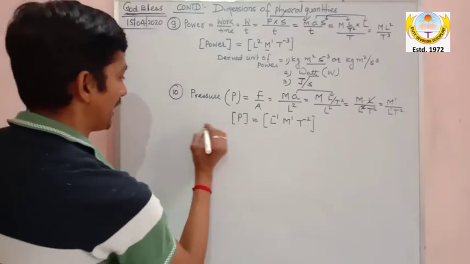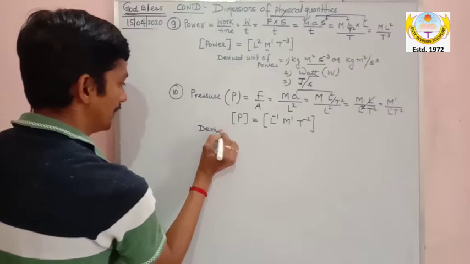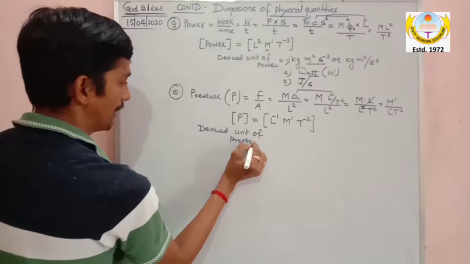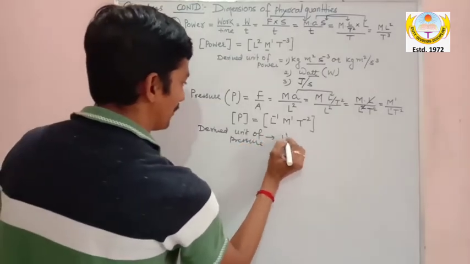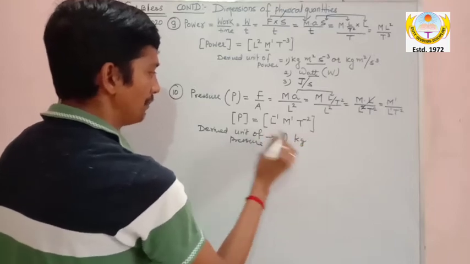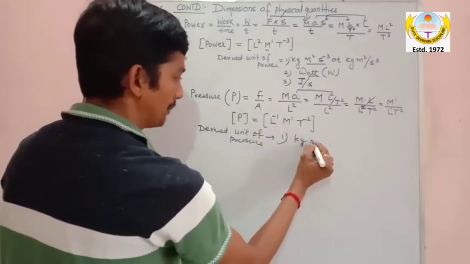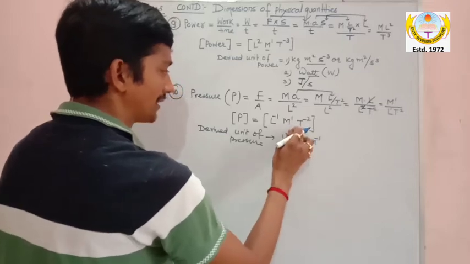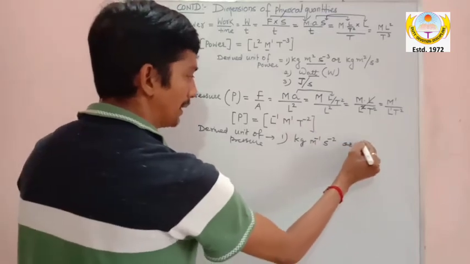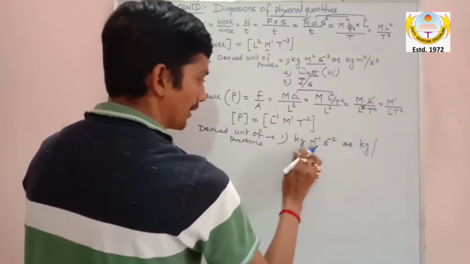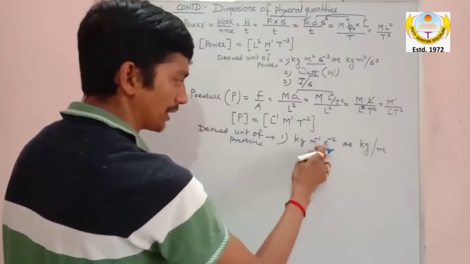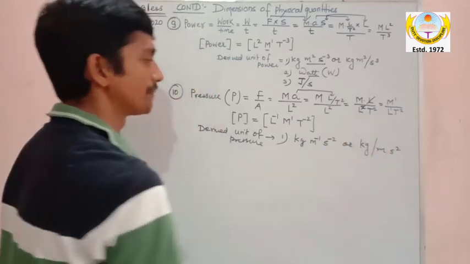So now what is the derived unit of pressure? How will we write the derived unit? Here M power 1, so kilogram. L power -1, so this is meter power -1, and T power -2, so S power -2. Or this can be written as kilogram per meter, because meter power -1, and this per is for this also, into S square.